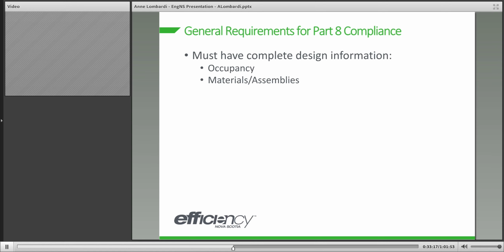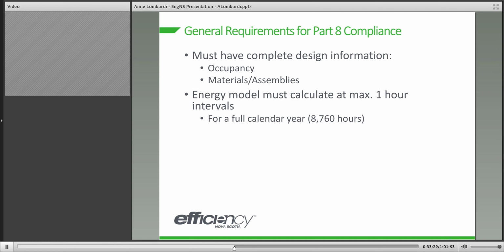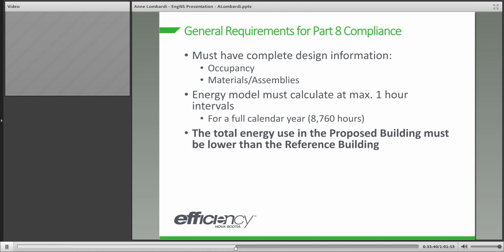Okay, general requirements. So you do have to have complete design information. So the design has to be done, but also we have to have occupancy information as well as selection of materials and assemblies. The energy model that's being used has to calculate at maximum 1 hour intervals for a full calendar year. So that's an 8760 hour model. The total energy in the proposed building must be lower than the reference building. Yep, that's how it works. And generally, there's a little change in Part 8 with the NECB 2017 revision. There's a couple small notes that were added, but generally the requirements are the same.